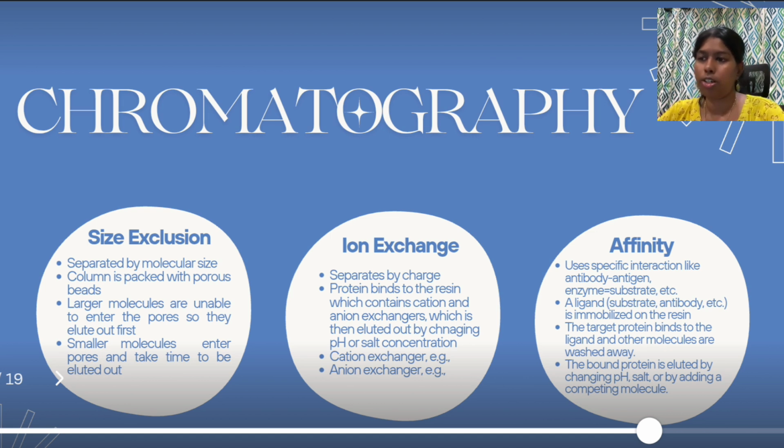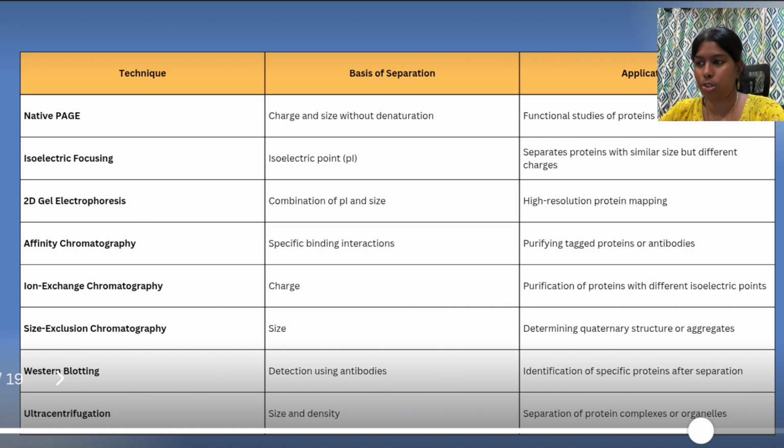Ion exchange chromatography is done by separating these proteins due to their charges. Affinity chromatography separates proteins based on a specific and reversible interaction between a target protein and a ligand attached to the stationary phase, for example, antibody, antigen, enzyme substrate, etc.